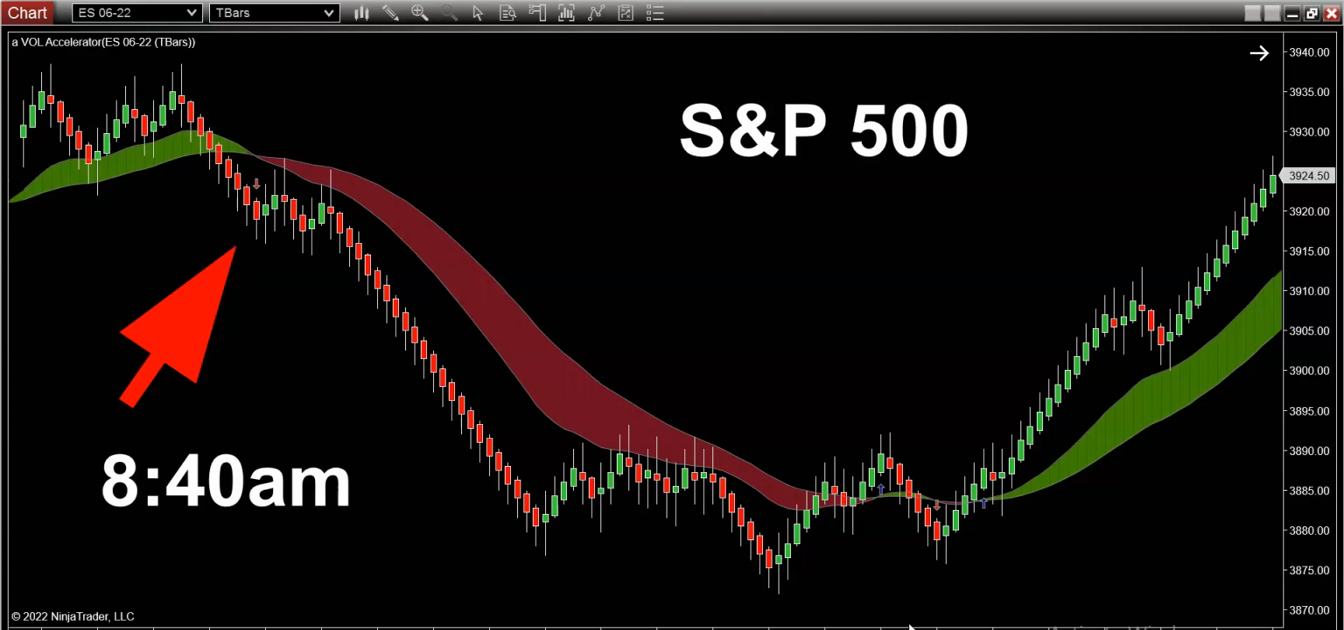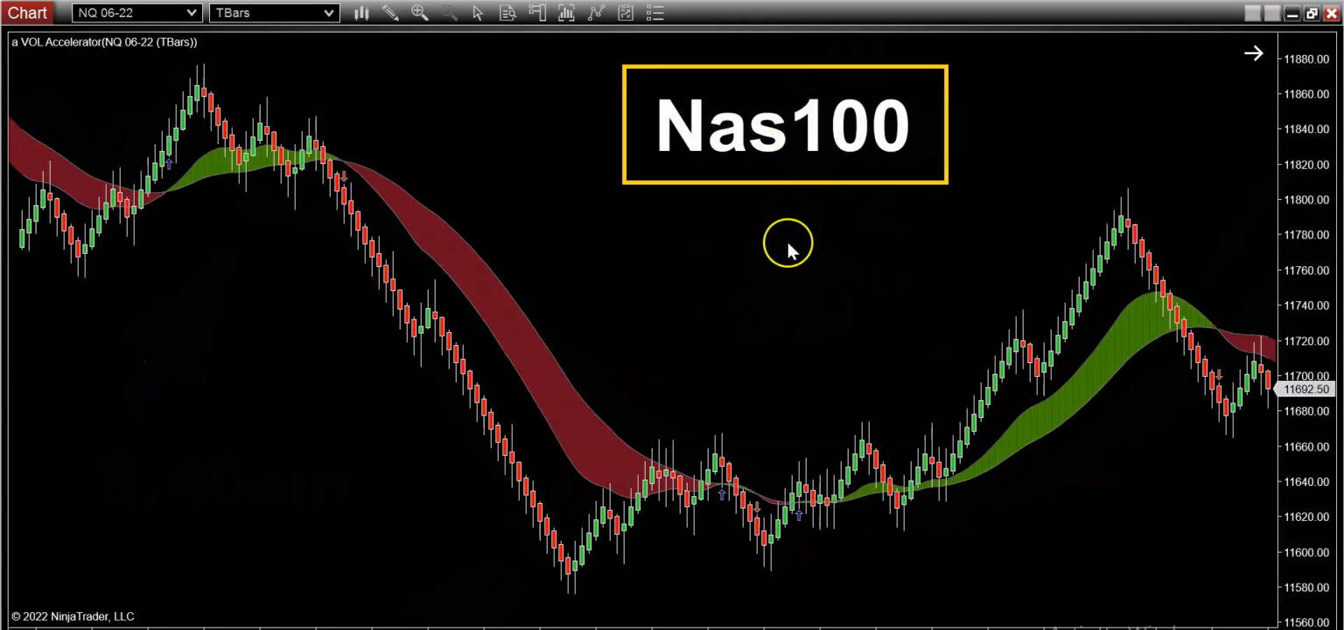We're going to take a look at some really nice signals and setups today. So let's get right into it. What you're seeing on the screen right now is today's price action on the S&P 500. I've also got the NAS 100 queued up here for you guys. We're going to take a look at both of them.